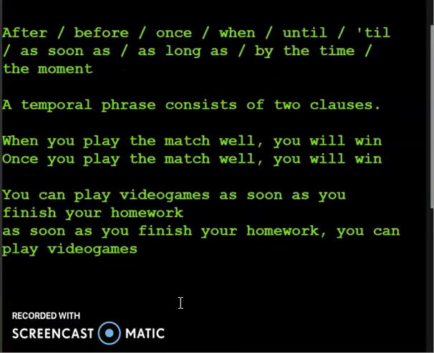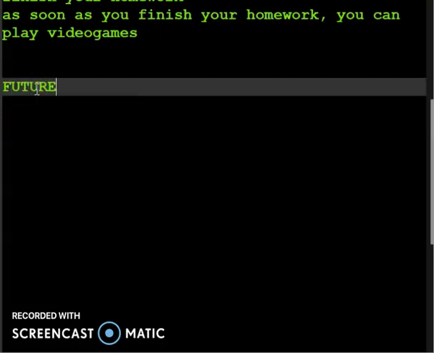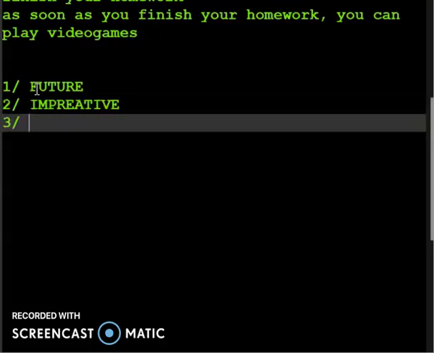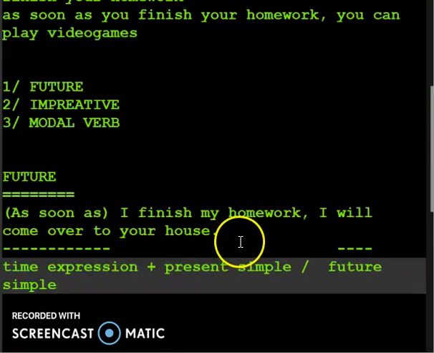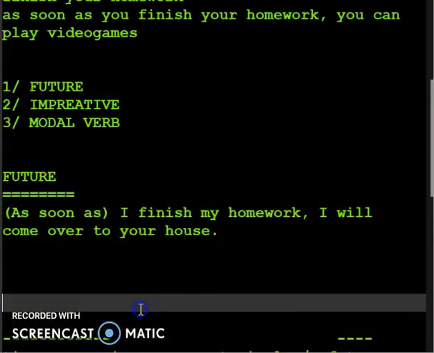Okay, moving on, the three types of temporal clause that I want to introduce are with future, with imperative, and with modal verb. All right, let's look at future. I've got an example here. As soon as I finish my homework, I will come over to your house.